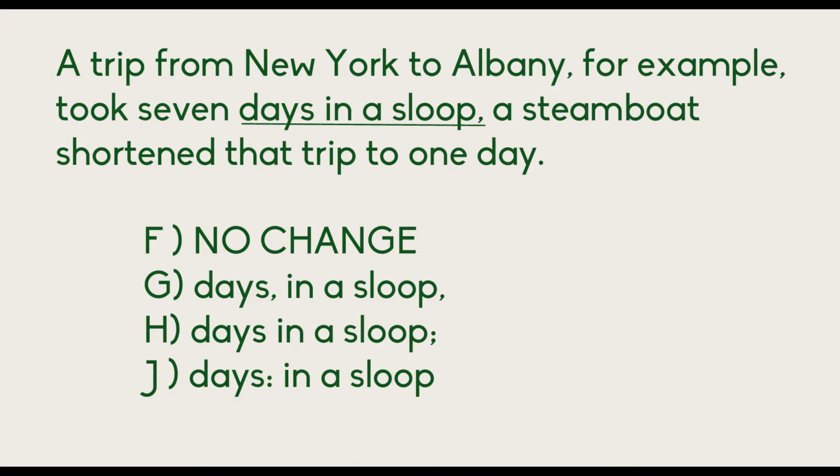Yes, it is. If we simplify the sentence, we have: a trip took 7 days in a sloop. That feels like a full sentence. On the other side of the semicolon, we would have: a steamboat shortened that trip to 1 day. And again, that is a full sentence. A steamboat shortened the trip to a day. We have subjects, we have verbs, we have objects. That is a complete sentence. And so the semicolon in H is correct. Conversely, that is why F is incorrect, because the punctuation in F is the same, except we have a comma, not a semicolon, and a comma cannot separate two full sentences.